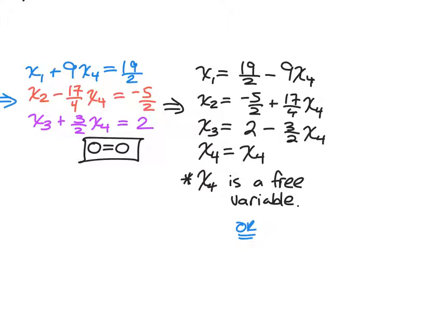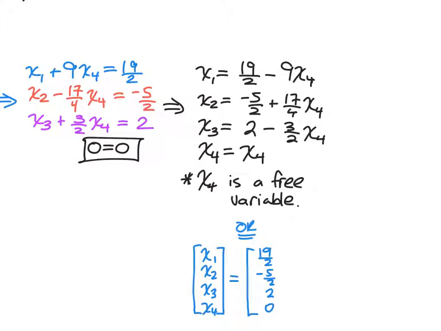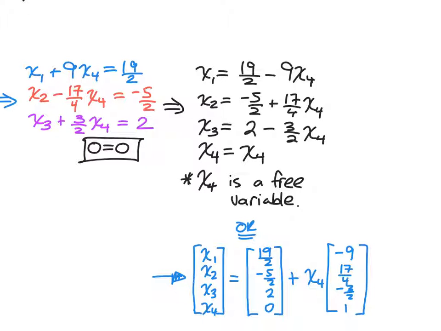Another way to write it would be to create a column that is the sum of the constants, so 19/2, -5/2, 2 and 0, because there's no x sub 4 there, so there's an implied 0, plus x sub 4 multiplied by the coefficients, -9, 17/4, -3/2, and 1. All right, so this is the parametric form.